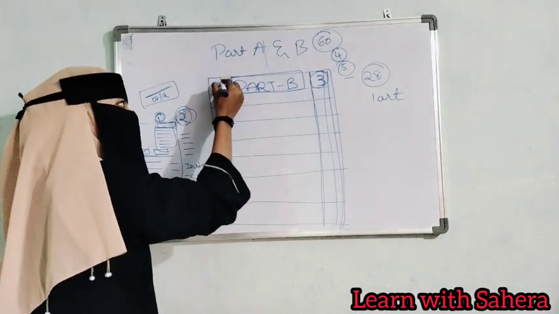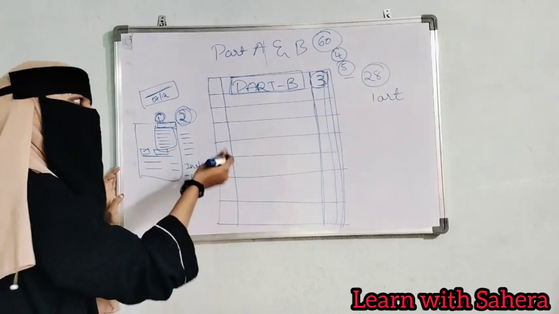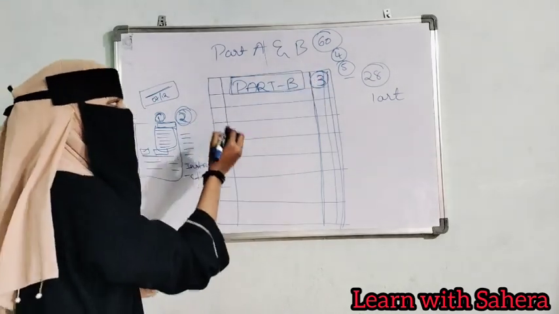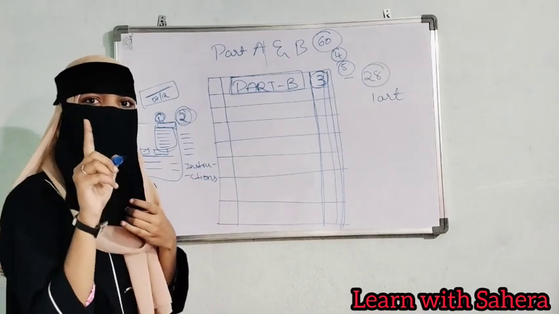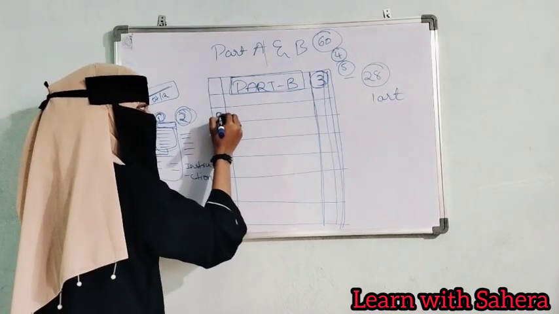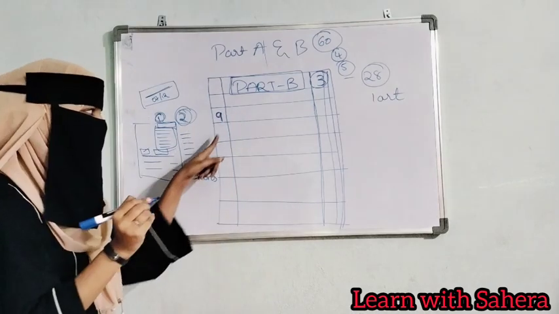Here again the answer booklet will already have the margin, but you have to draw the margin here. Here you have to write the number of the question you are attending. If you are attending question number 9, you have to write question number 9 here.